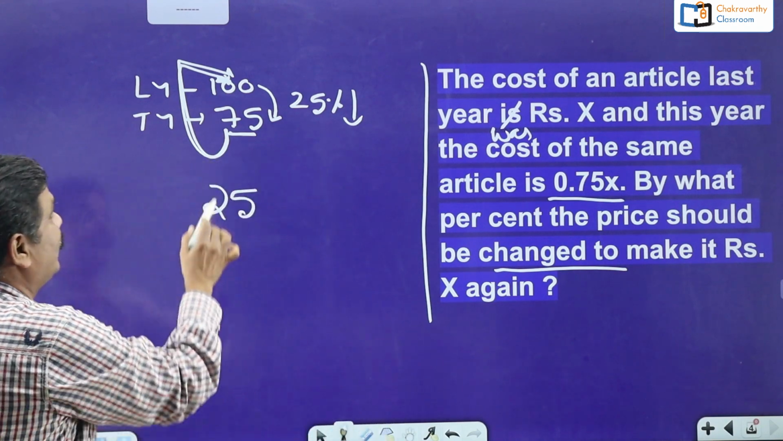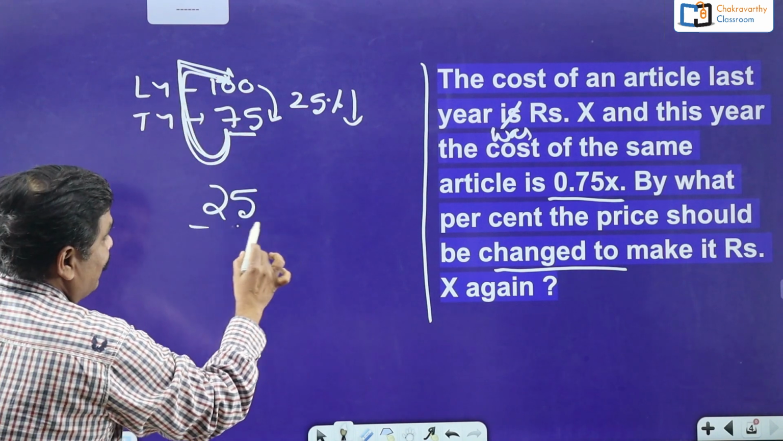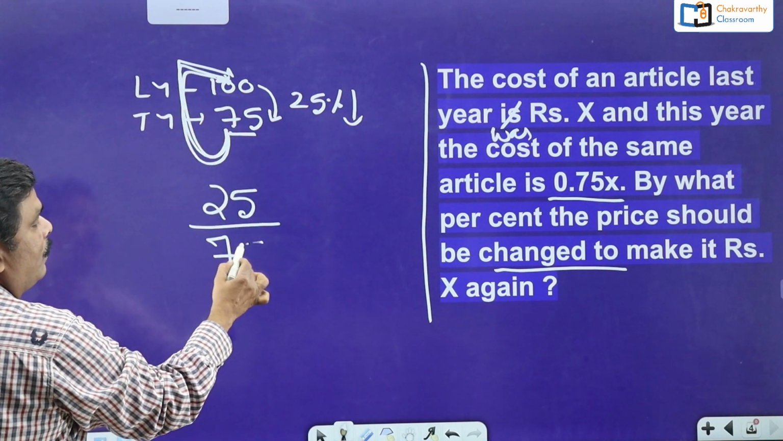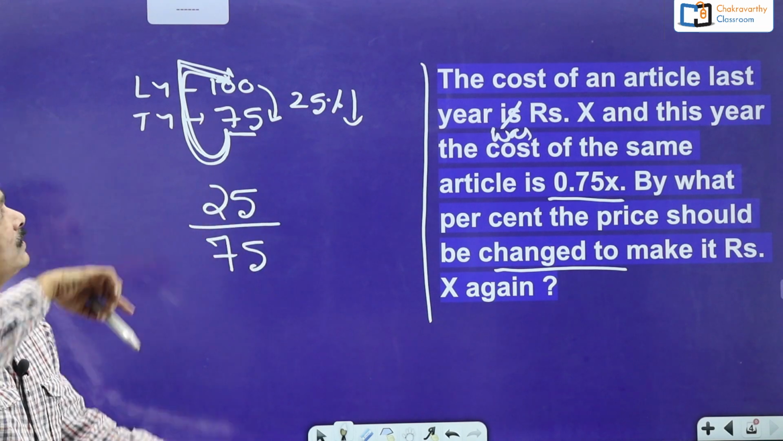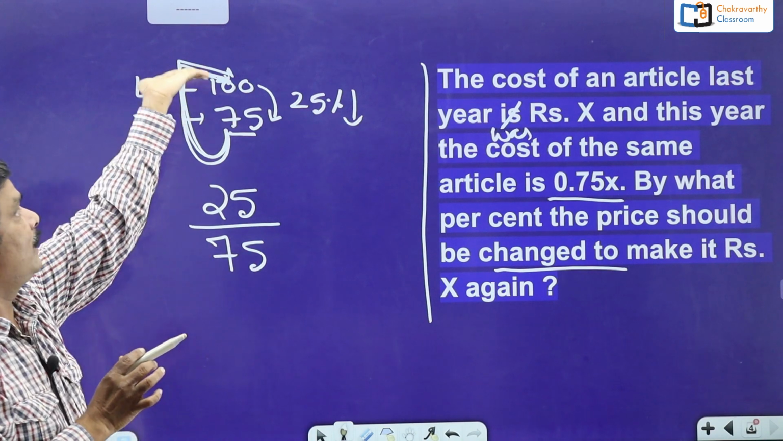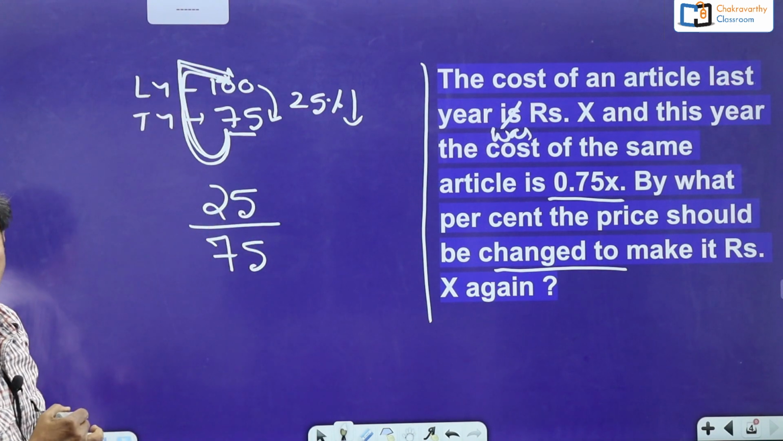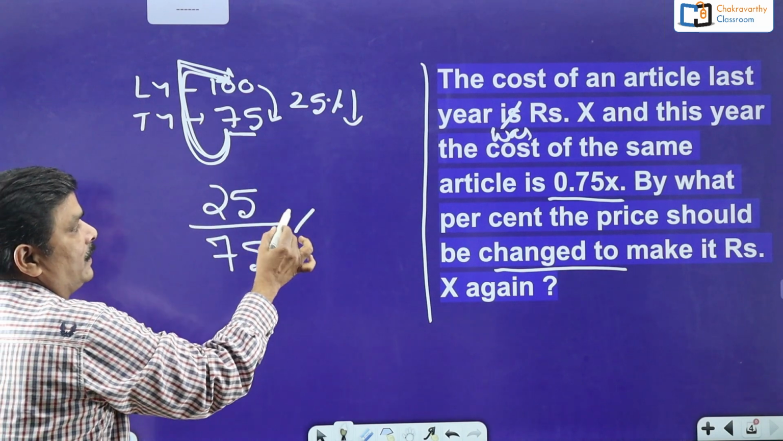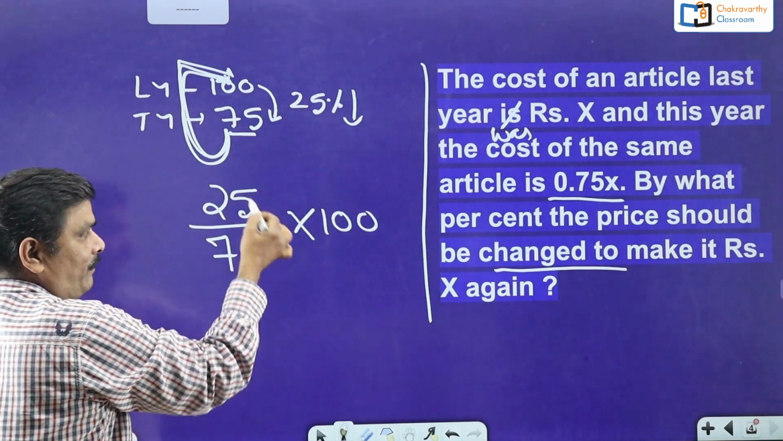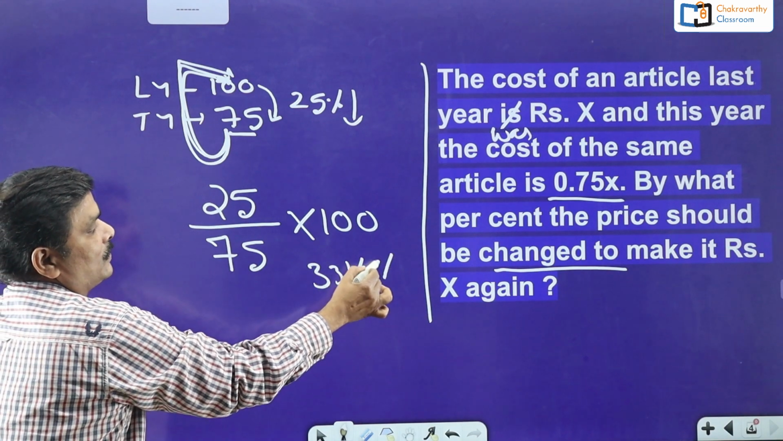How to calculate this one? From 75 to 100, that means 75 will become the base for you. Previously, from 100 to 75 it decreased. Now from 75 it has increased to 100. So 25 upon 75, and to show it in terms of percentage, into 100. Simplify this one, this is 100 by 3. That means 33 1/3 percentage.